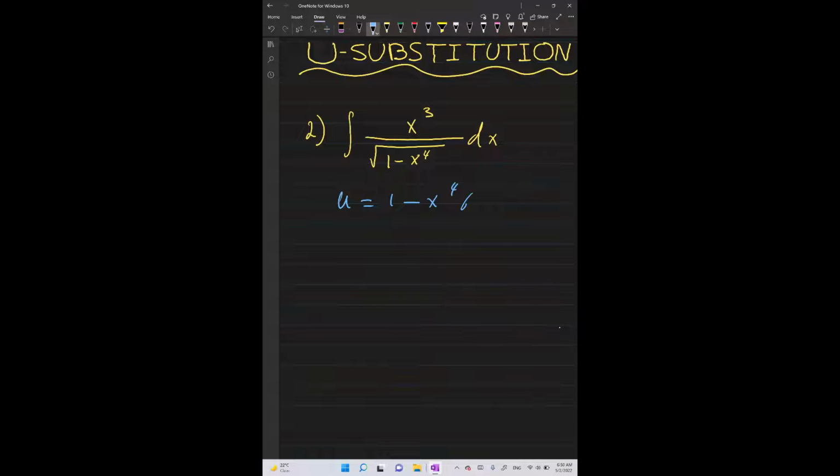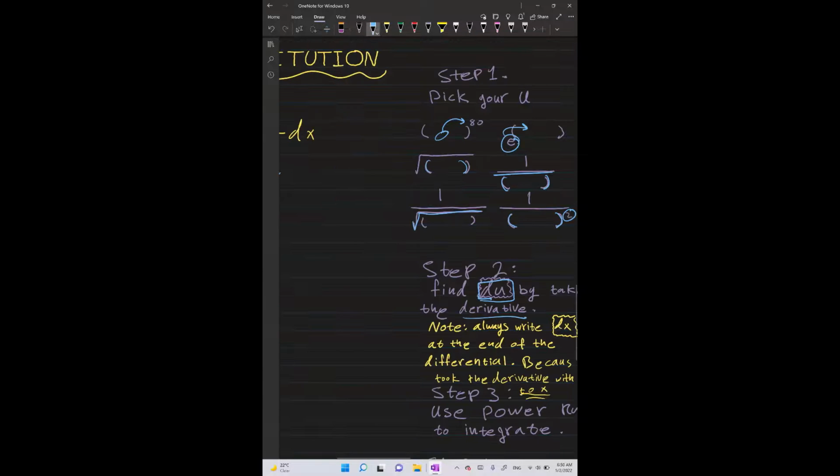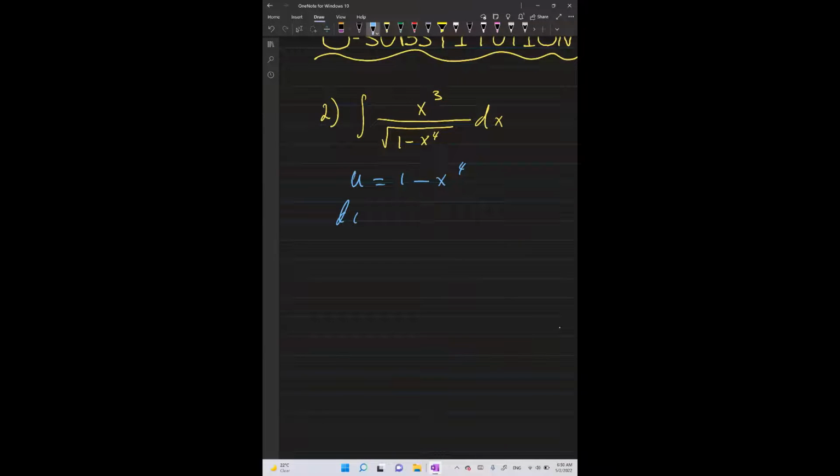And the second step, as we said before, find du by taking the derivative. So du equals, this is 0. This right here is minus, as we said, multiply, subtract. So multiply, subtract. Don't forget the dx.